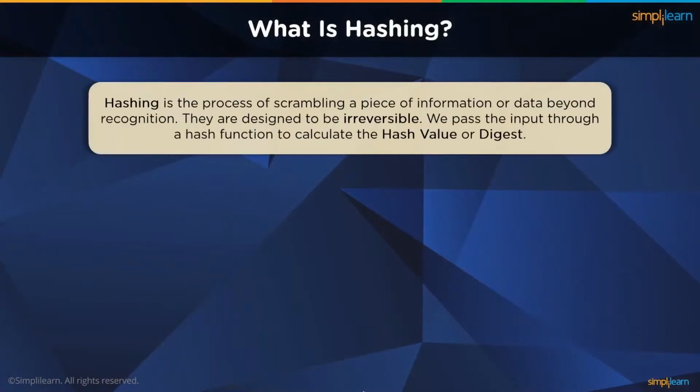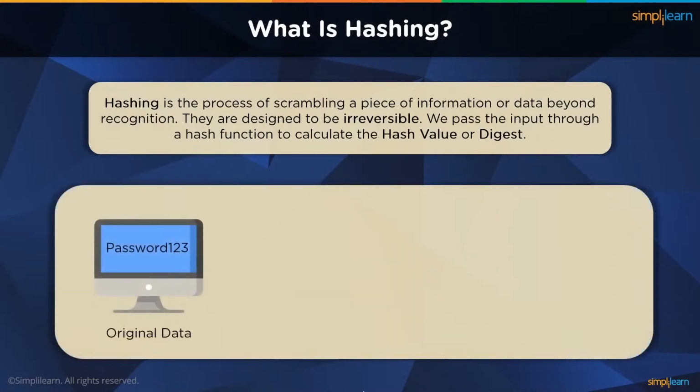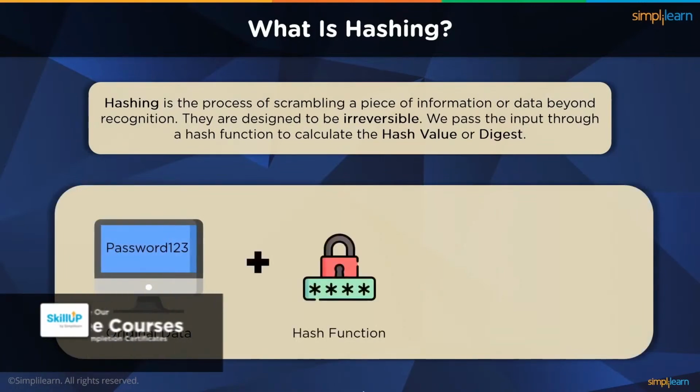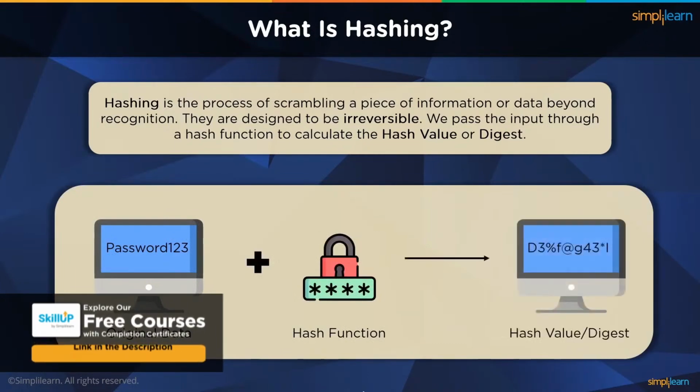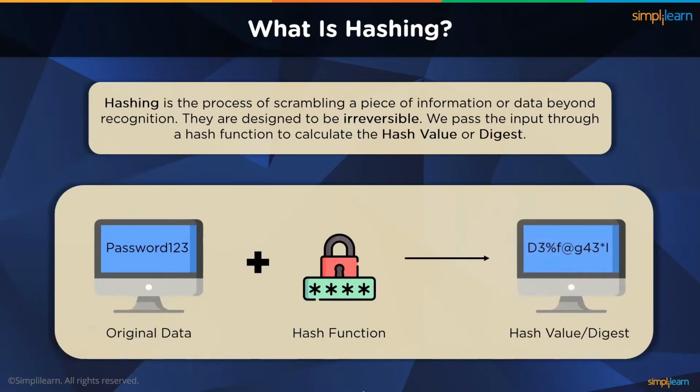Hashing is the process of scrambling a piece of information or data beyond recognition. We can achieve this by using hash functions, which are essentially algorithms that perform mathematical operations on the main plaintext. The value generated after passing the plaintext information through the hash function is called the hash value, digest, or in general, just the hash of the original data.